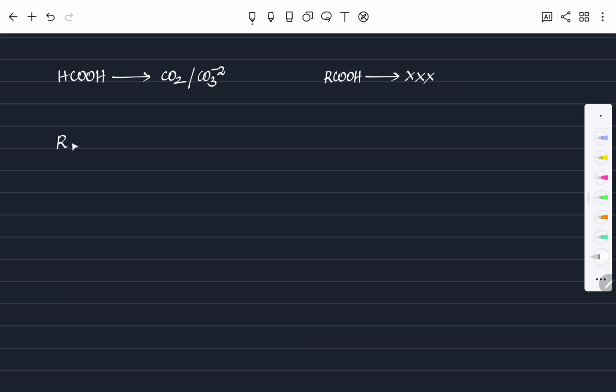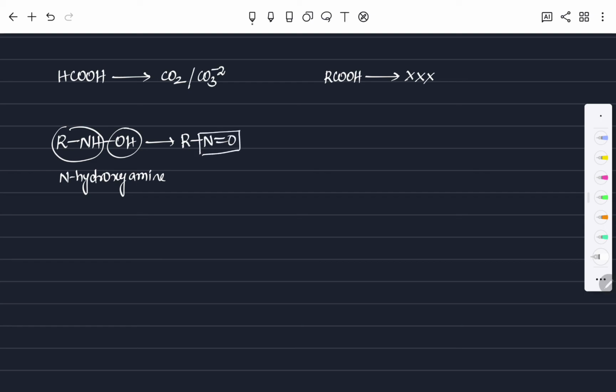Next one, N-hydroxyamine. So it is an amine group and it is hydroxy. Therefore, N-hydroxyamine. So here the answer is simply the NHOH group, similar to alcohol, undergoes oxidation and gives the corresponding nitroso compound.